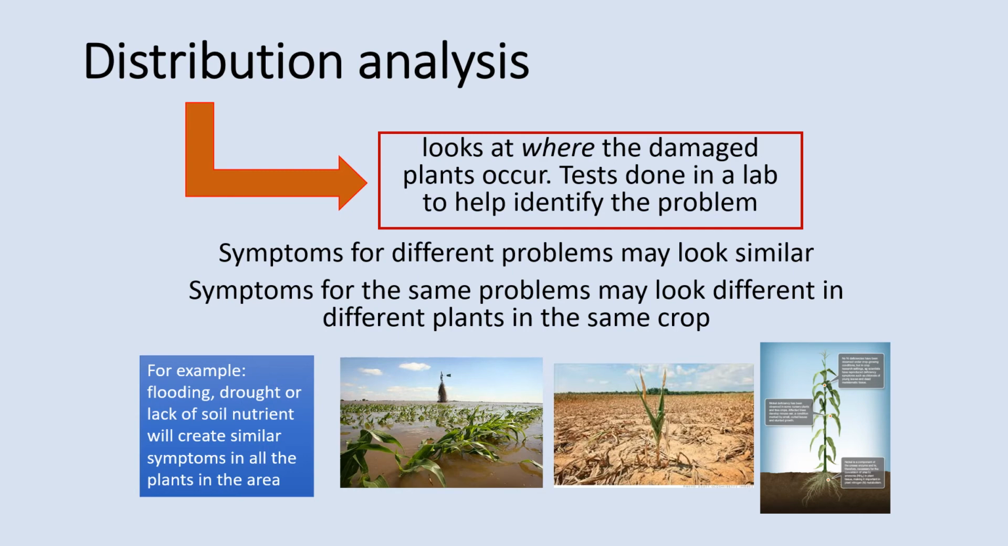The reason being is that symptoms for different problems can look very, very similar. And if you're not sure, as you can see there in the red box, tests need to be done in a lab to identify the problems. So for example, drought and flooding both look very, very similar. As well as you can see there in the blue box, lack of certain nutrients as well will all cause similar effects to plants. Without being able to do the full analysis of the distribution factors, you won't be able to identify the causing factor.